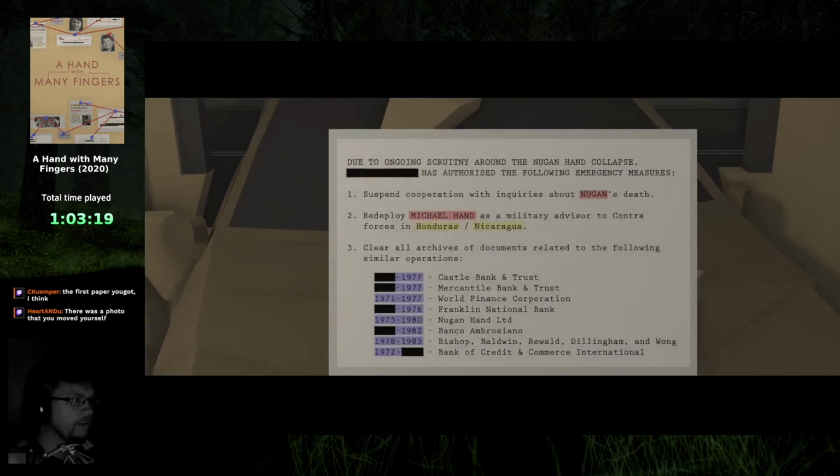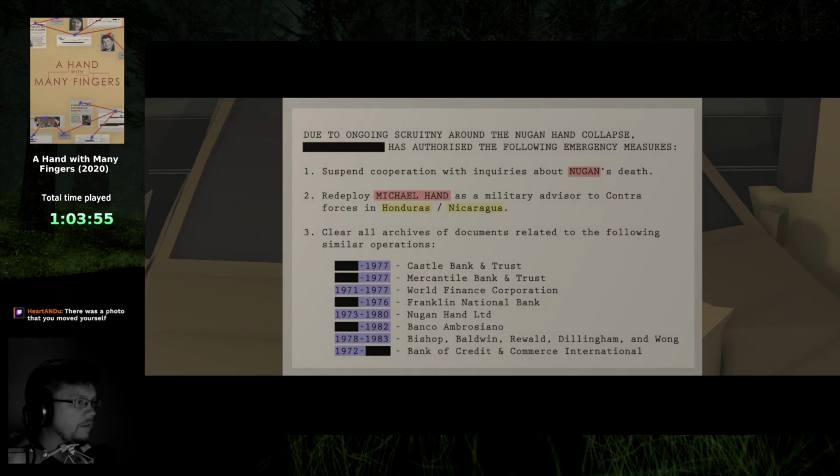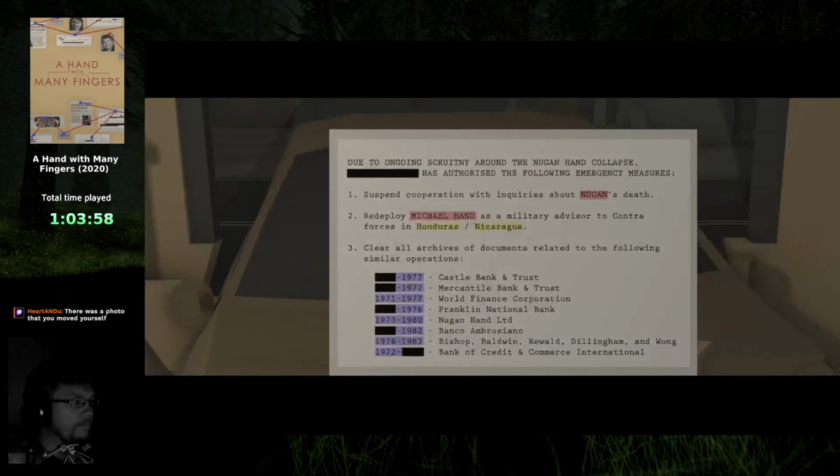So now we have something important. Due to ongoing scrutiny around the Nugan Hand collapse, someone has authorized the following emergency measures. Suspend cooperation with inquiries about Nugan's death. Redeploy Michael Hand as a military advisor to Contra forces in Honduras / Nicaragua. Clear all archives of documents related to the following similar operations. Castle Bank and Trust, Mercantile Bank and Trust, World Finance Corporation, Franklin National Bank, Nugan Hand, Banco Ambrosiano, Bishop Baldwin, Revolve Dillingham and Wong, Bank of Commerce International.